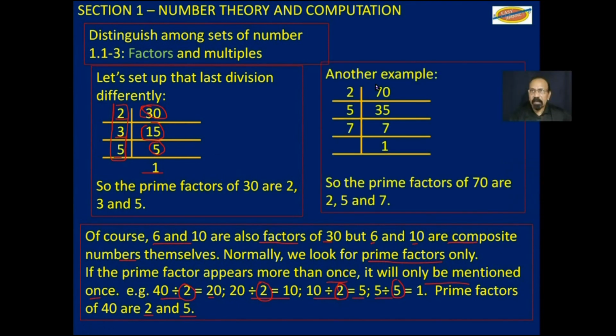Now, if we look at another example, we divide 70 by the lowest prime factor that can divide it, which would be 2. We get 35. Then we take the next lowest prime factor, which would be 5. We get 7. And then the next lowest prime number, which would be 7, and we get 1. So the prime factors of 70 are 2, 5, and 7. If you multiply 2 by 5 by 7, you will get back 70.